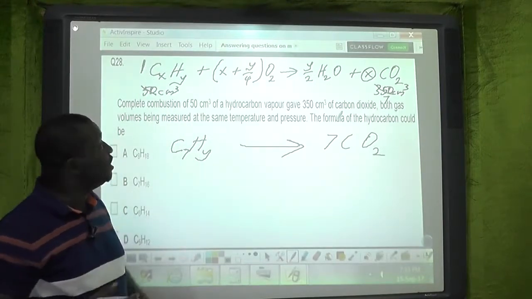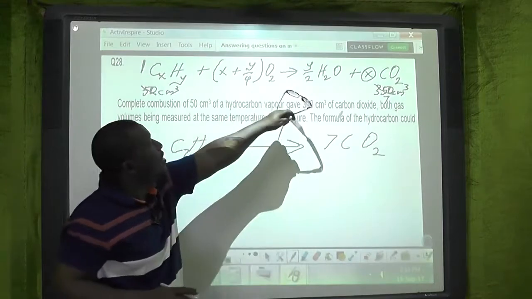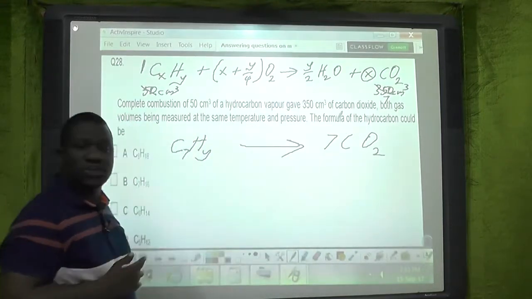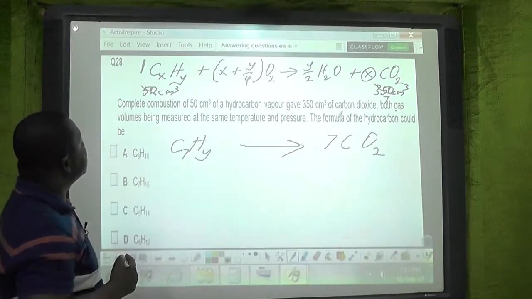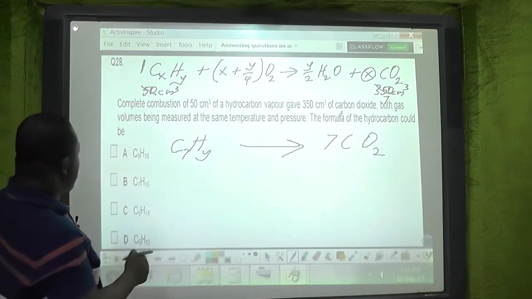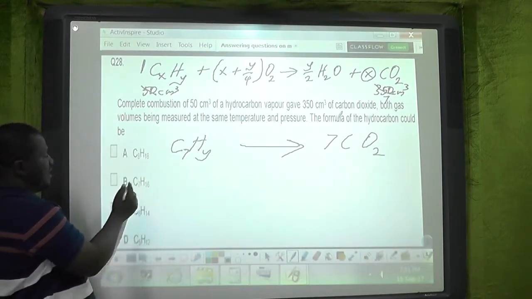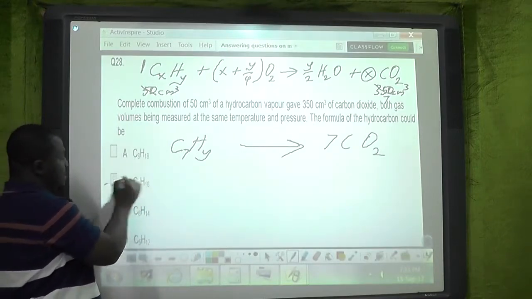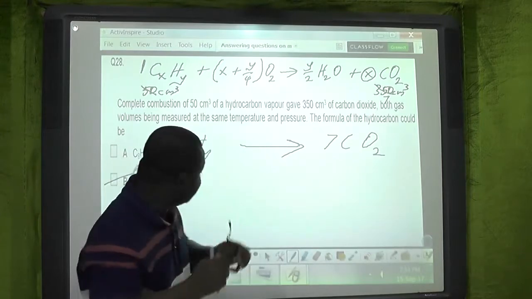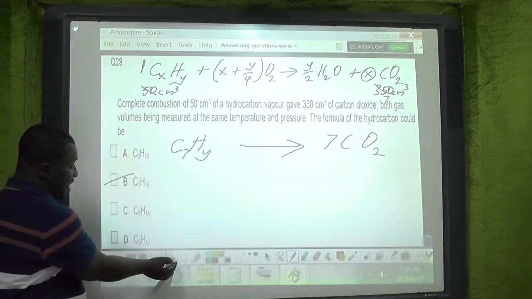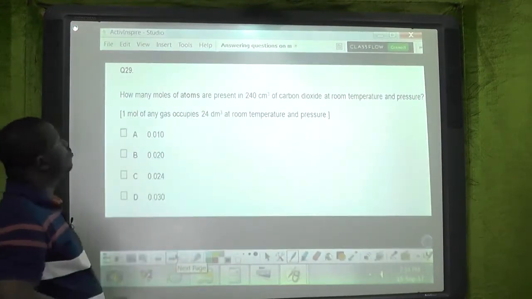If you were looking for hydrogen, you would use water, but that is not the question here. So our answer here is C7. We only have one C7 here, which is B again. So I hope you understand that. Let's move on again. Question 29.